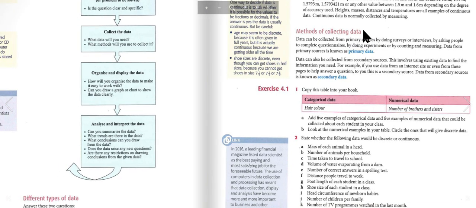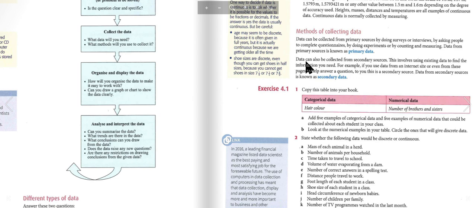Methods of collecting data. Data can be collected from primary sources by doing surveys or interviews, by asking people to complete questionnaires, by doing experiments, or by counting and measuring. Data from primary sources is known as primary data.